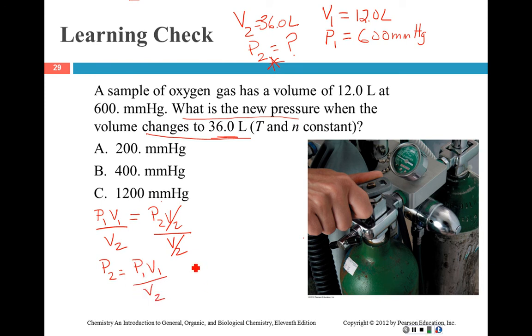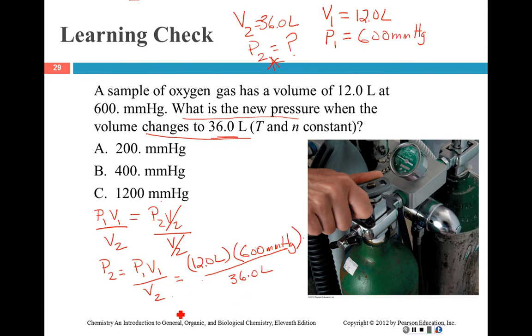So that is going to equal 12 liters. Sorry, I did the volume first. Sorry, don't shoot me. Times 600 millimeters of mercury, as long as I got the right one on the top and the bottom, right? Divided by V2, which is going to be 36 liters.